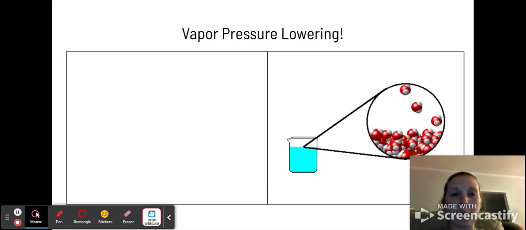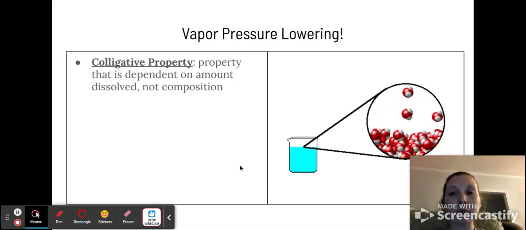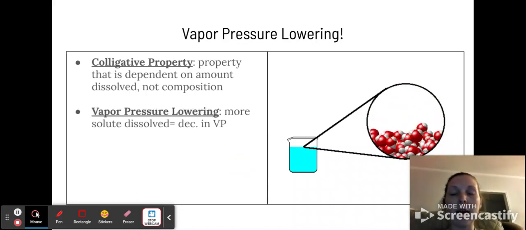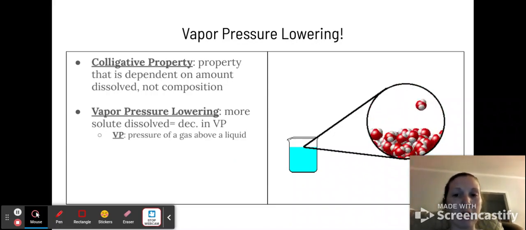So first, let's talk about colligative properties and the first one, which is vapor pressure lowering. A colligative property is a property that is dependent on the amount dissolved, not on the composition of the substance. Our first one, like I said, is vapor pressure lowering. So the more solute you have dissolved in the solvent, the more decrease in vapor pressure you will see. Remember that vapor pressure is defined as the pressure of a gas above a liquid.